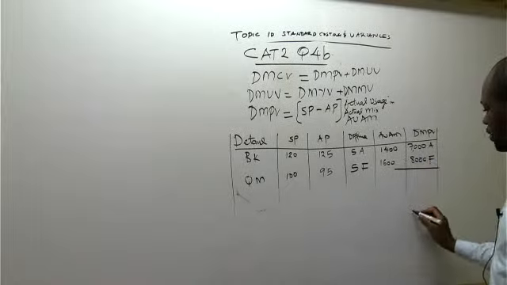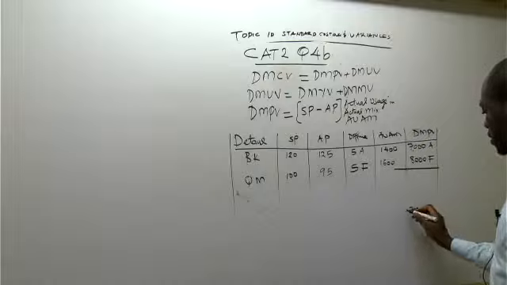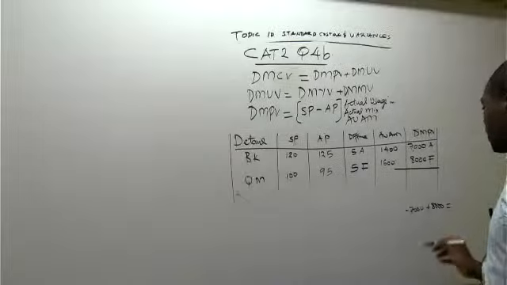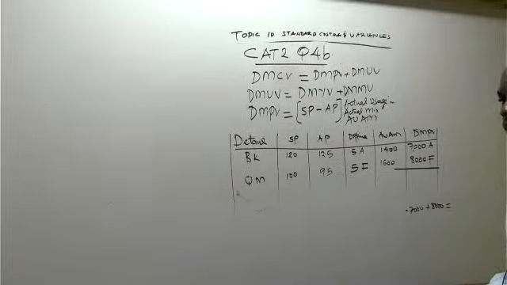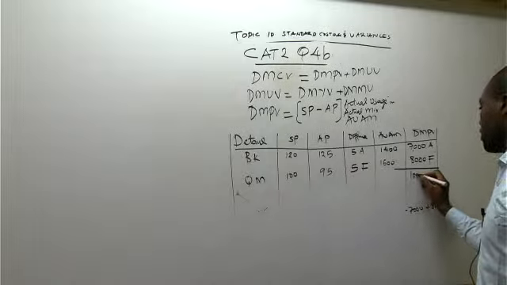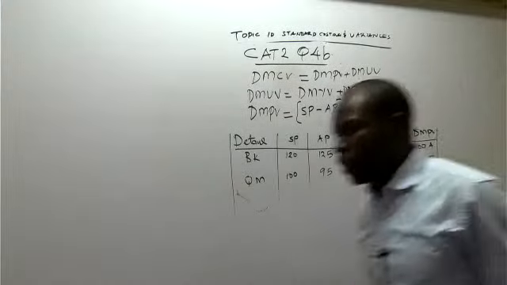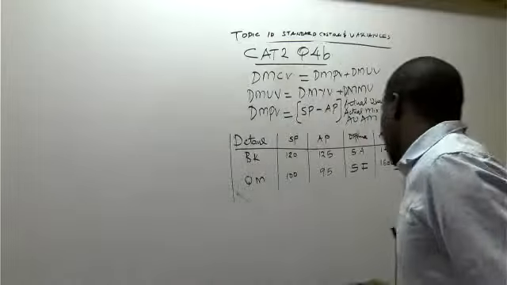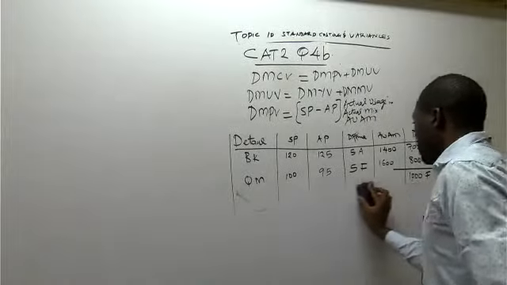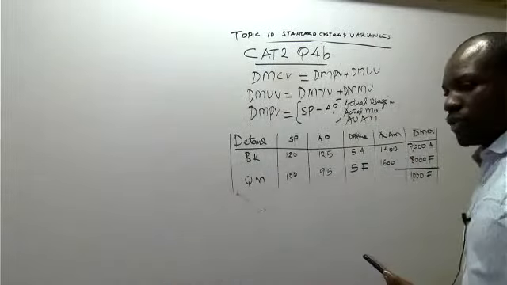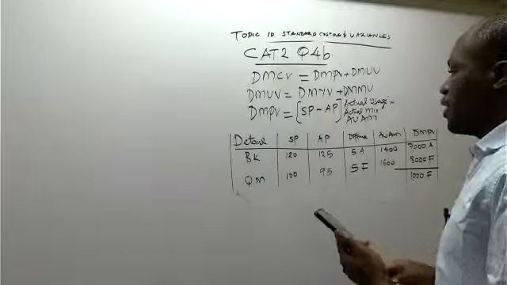You had negative 7,000 plus 8,000. Do you end up with positive or negative? Positive 1,000. And remember positive is favorable. So that's what you are required to do there. Imagine just doing that simple thing, you are done with the first part of the question.